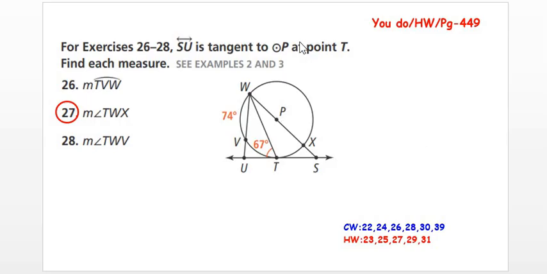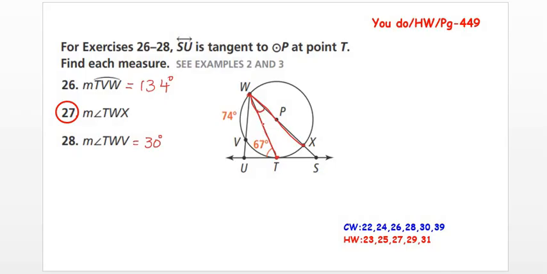Question number 27. As you already know, we found this answer, I think it was 134 degrees, and we found the answer of this one on one of the slides, and it was 30 degrees. Now here they want us to find angle TWX. Here is T, here is W, and here is X. Let me show you. They want us to find this angle TWX.